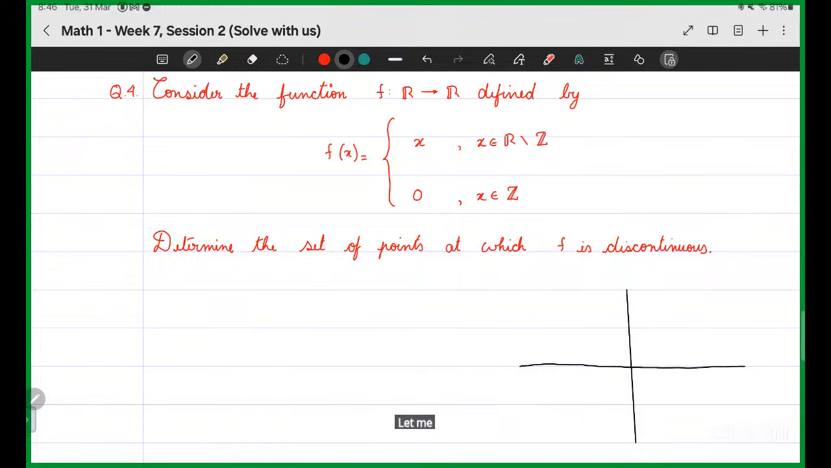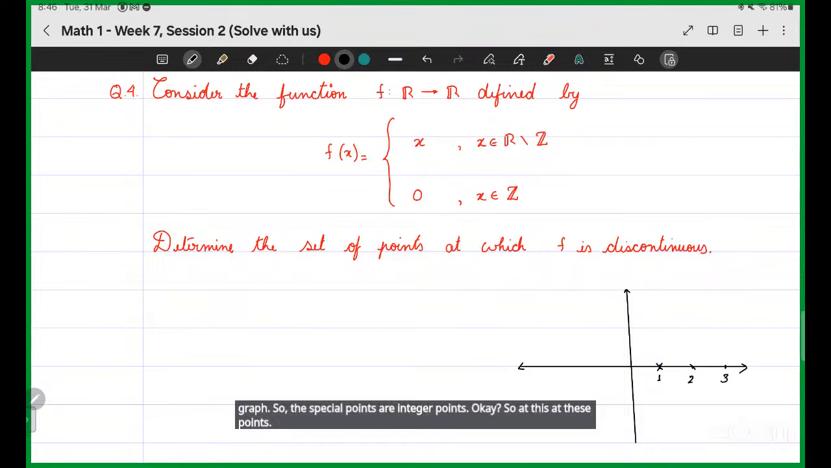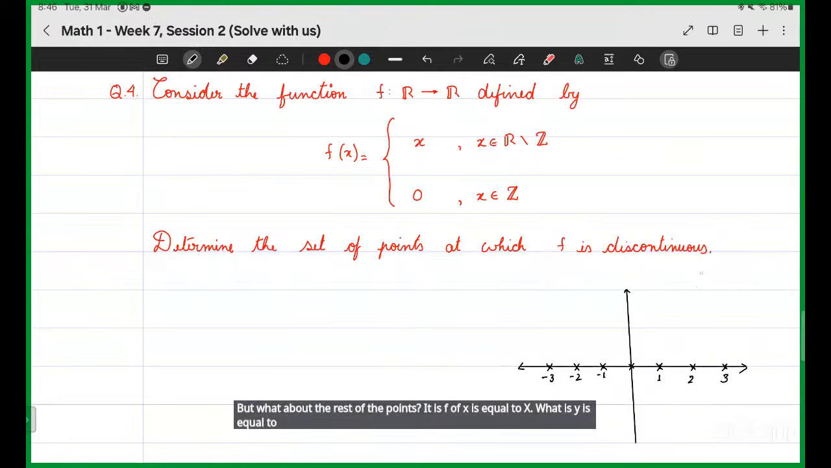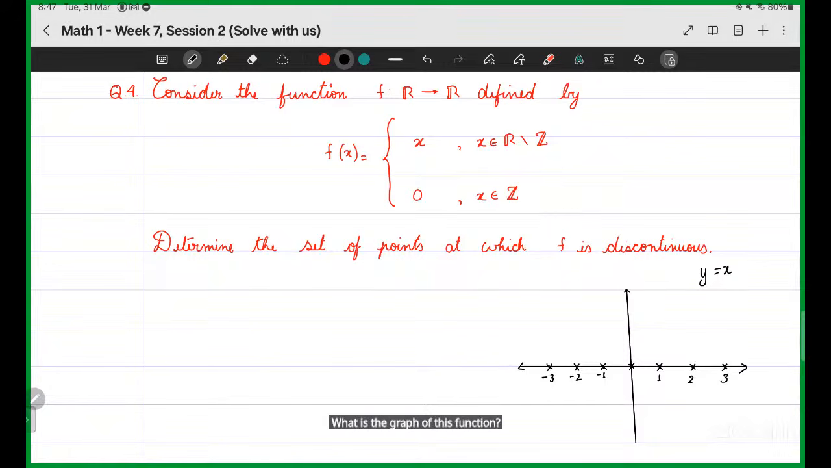Let me draw the graph. So the special points are integer points. At these points, the function value is just 0. But what about the rest of the points? It is f of x is equal to x. What is the graph of y is equal to x? It's x minus y equals 0, a 45 degree line.